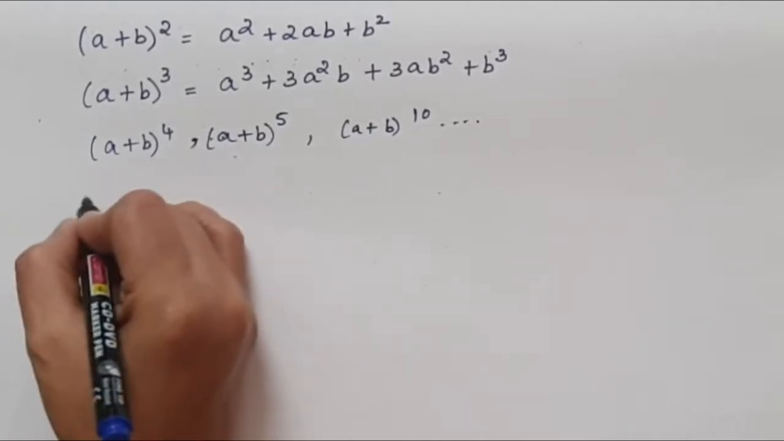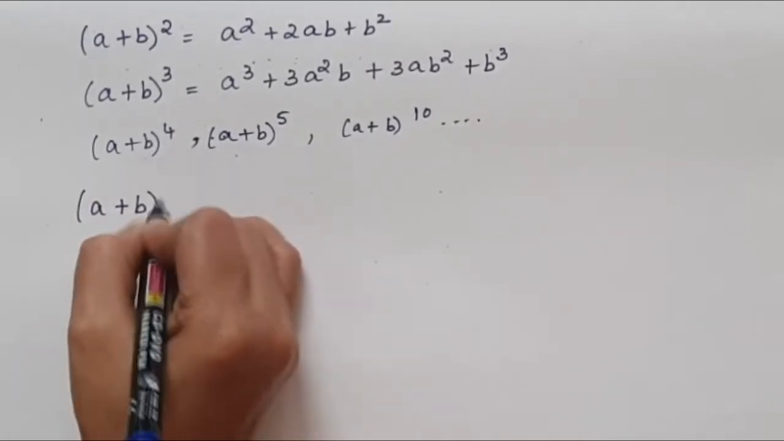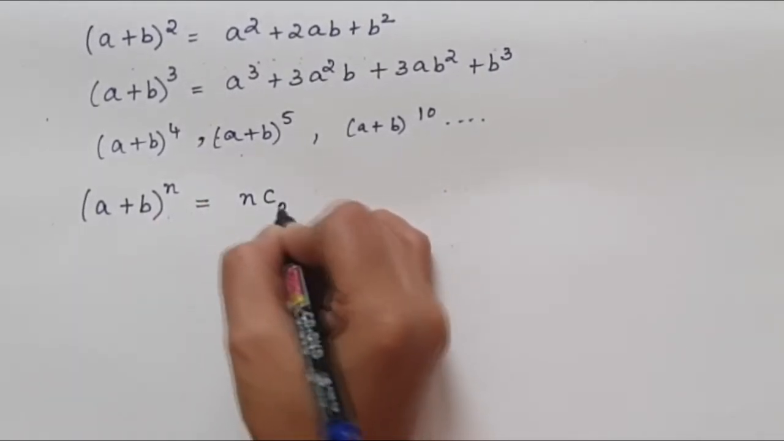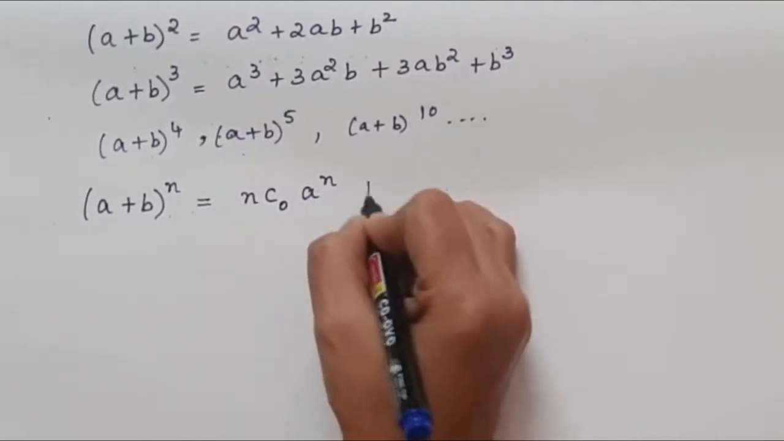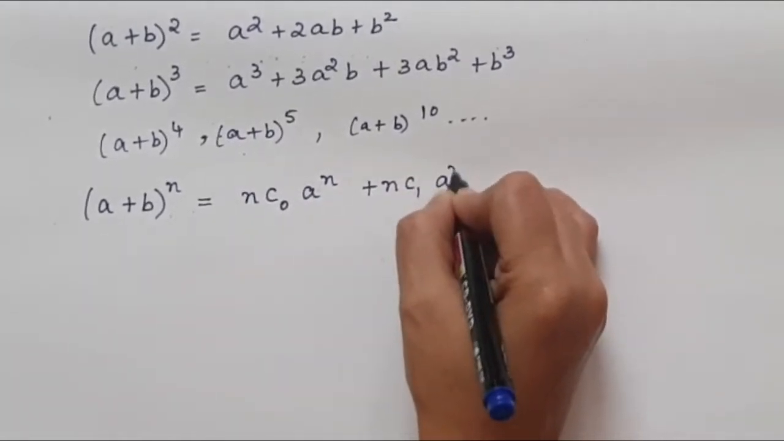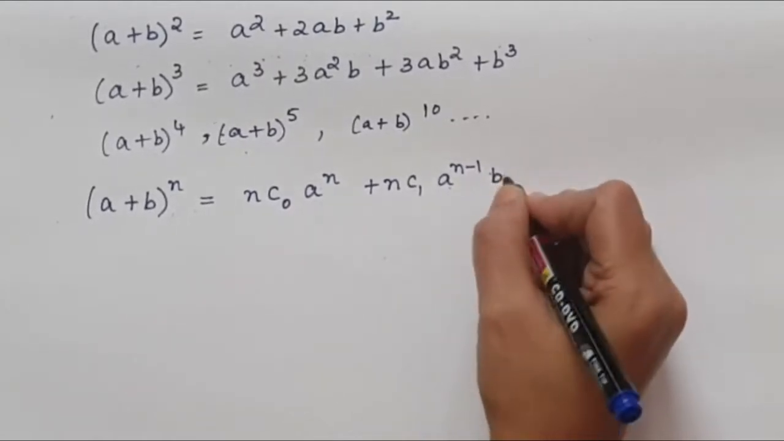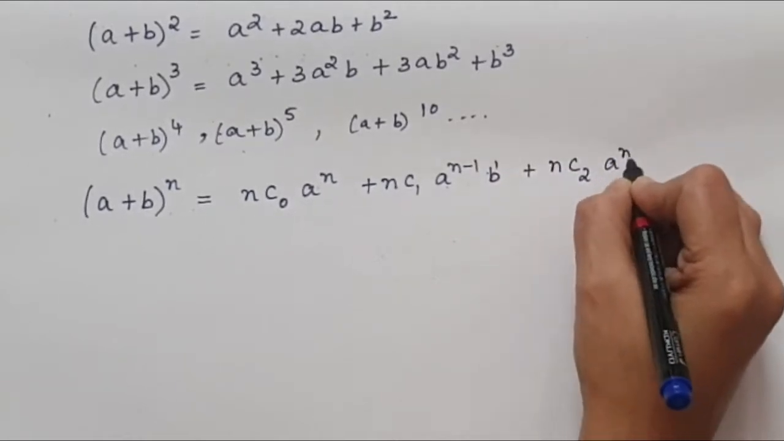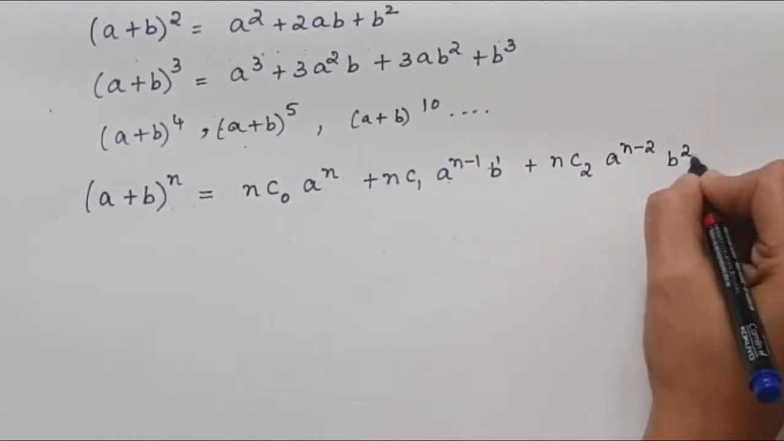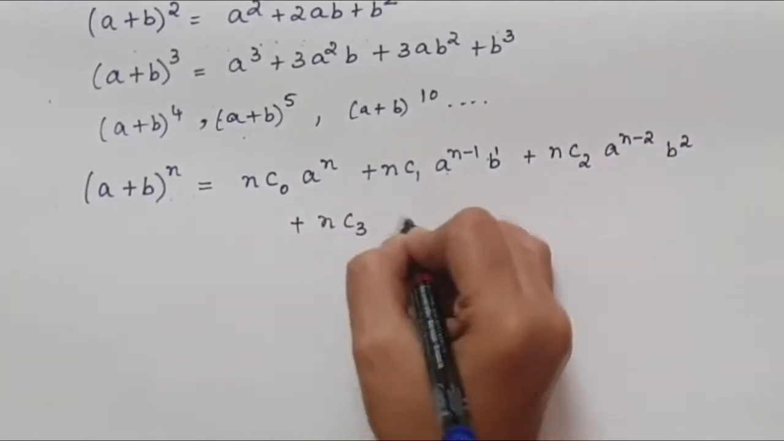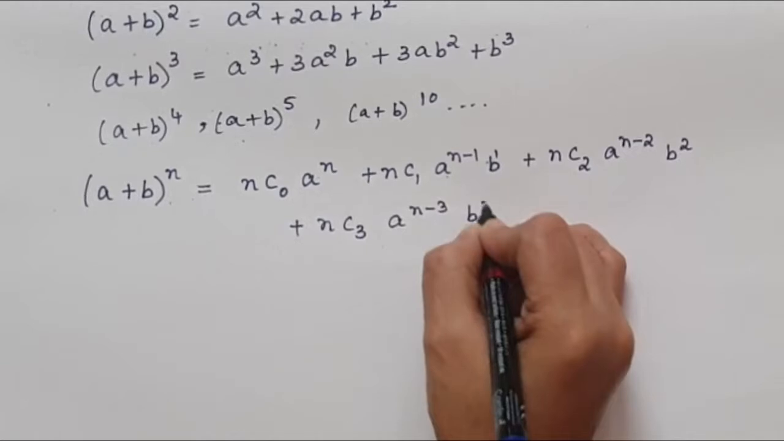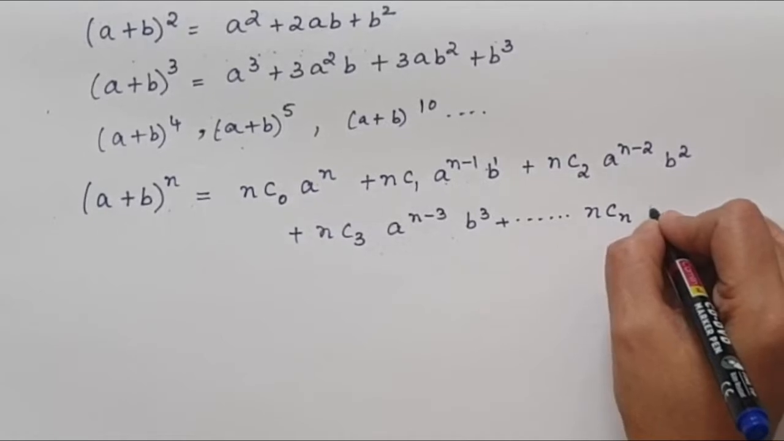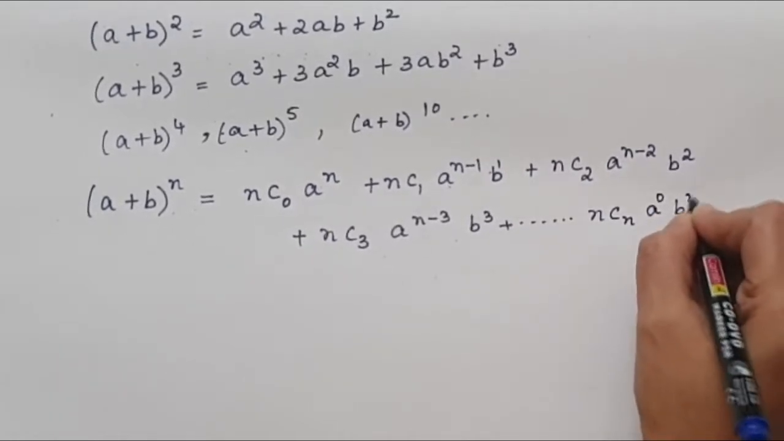Now, our binomial expansion is (a + b)ⁿ. The formula is nC0 aⁿ + nC1 aⁿ⁻¹ b¹ + nC2 aⁿ⁻² b² + nC3 aⁿ⁻³ b³ + etc. It goes on up to nCn a⁰ bⁿ.